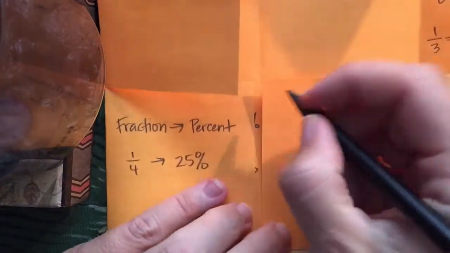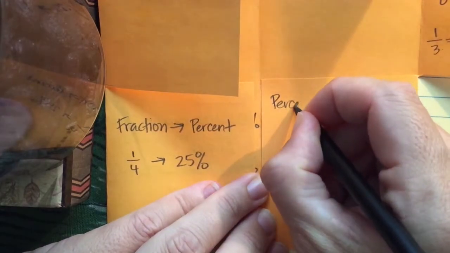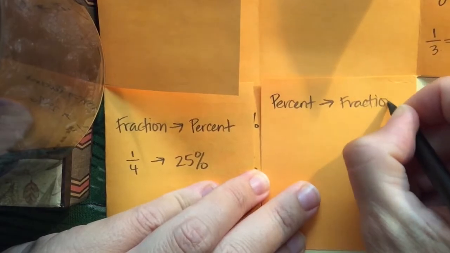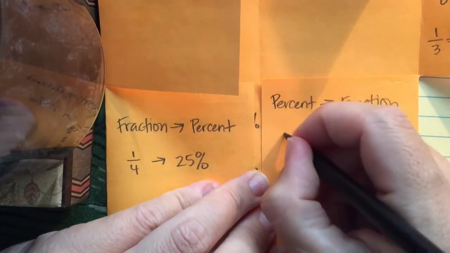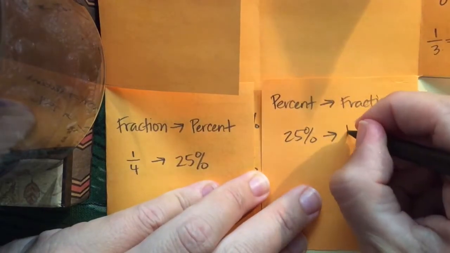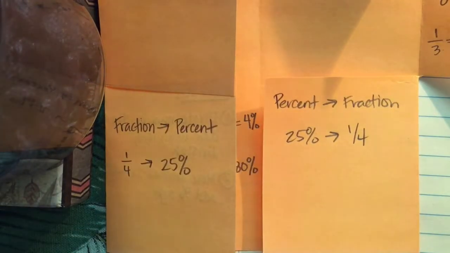All right, last box. Percent to fraction. So, for example, 25%, how would we change that into the fraction of 1/4?